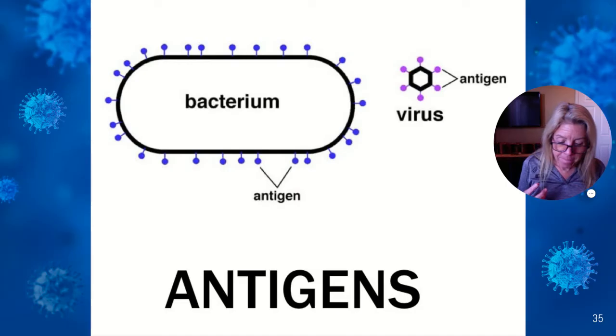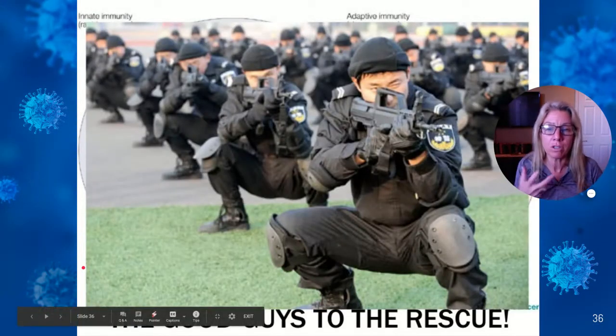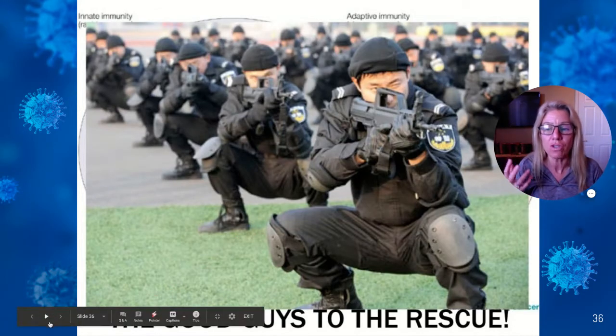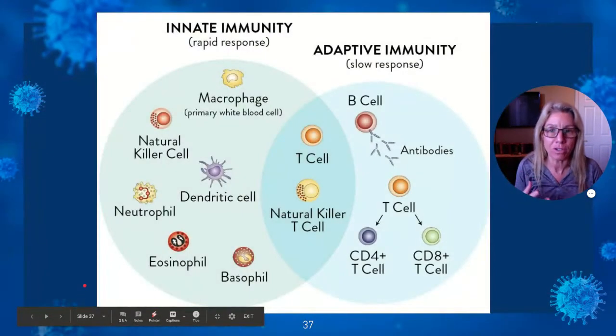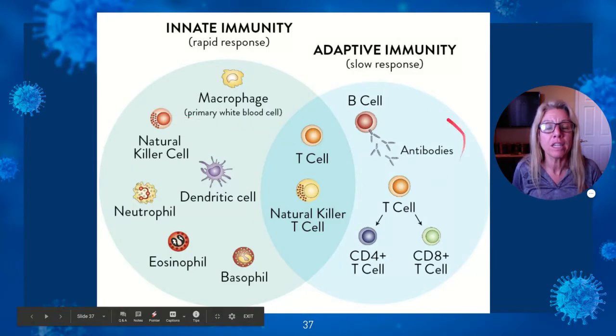So on your, let's see, we'll talk about antigens. I don't have it quite yet on your notes, but I wanted you to see it. So what do you do to recognize and destroy those antigens? You need to call the good guys in to the rescue. So here are the two categories. I've introduced this a little bit before. Here's your innate immunity, and here's your adaptive immunity. And there's a little bit of overlap there, and we'll talk about that in a bit.